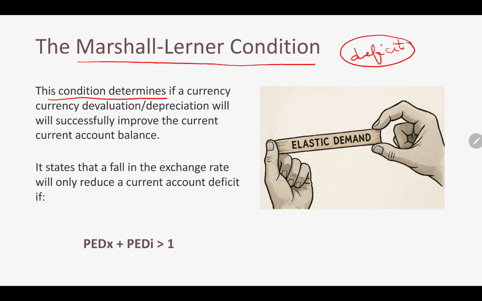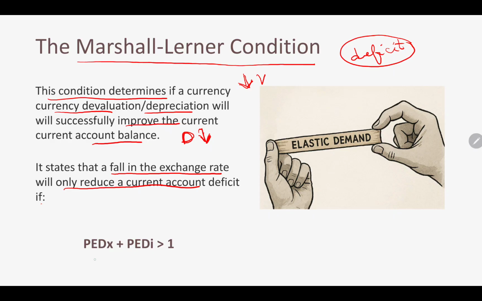This condition determines if currency devaluation or depreciation works. Currency depreciation means the currency value is decreasing. The Marshall-Lerner condition says that if the currency is depreciating, it will improve the current account balance, meaning it will decrease the current account deficit in future. Theoretically, if the value of the currency is decreasing, it will decrease the current account deficit in future. In easy words, it states that a fall in the exchange rate will reduce the current account deficit.